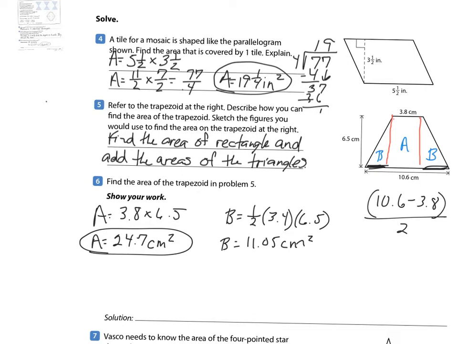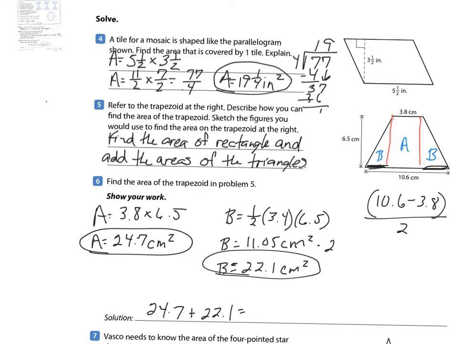Because there are 2 identical triangles, we would take that value times 2. So the area of the 2 triangles comes out to be 22 1/10 square centimeters. So finding the area of the entire trapezoid, we would take 24 7/10 and add 22 1/10. So total area of that figure comes out to be 46 8/10 square centimeters.